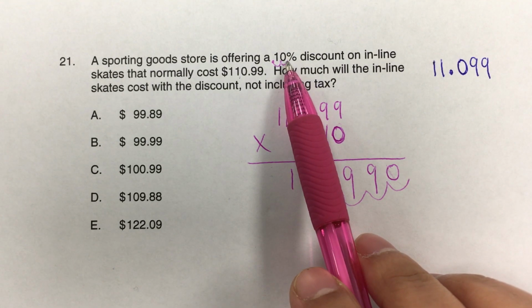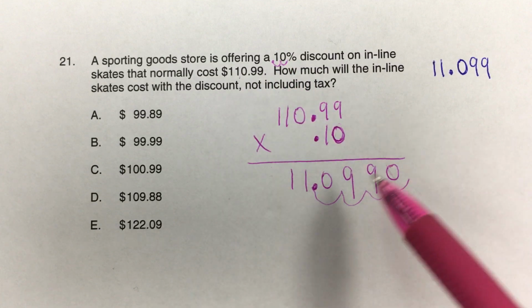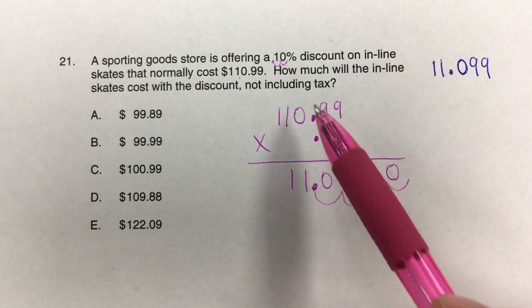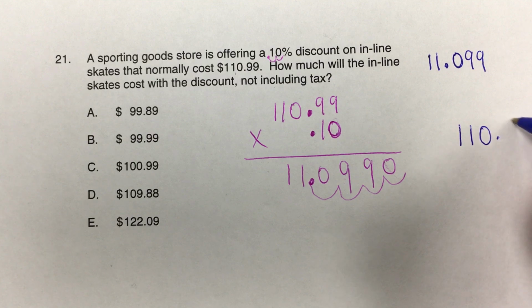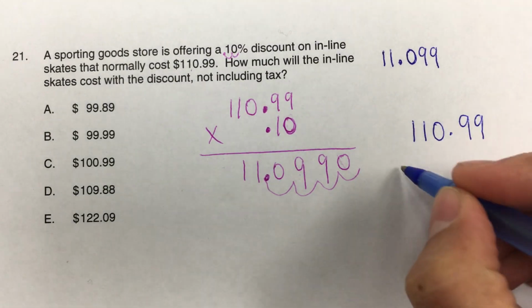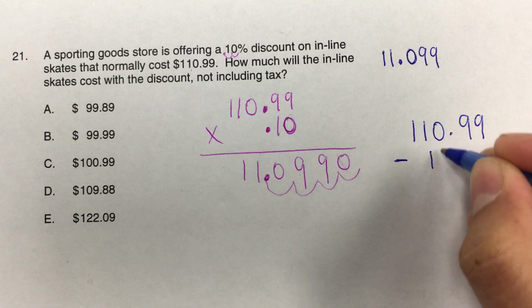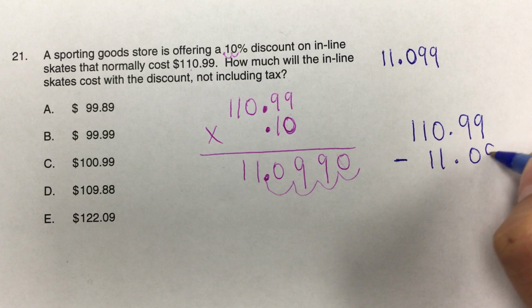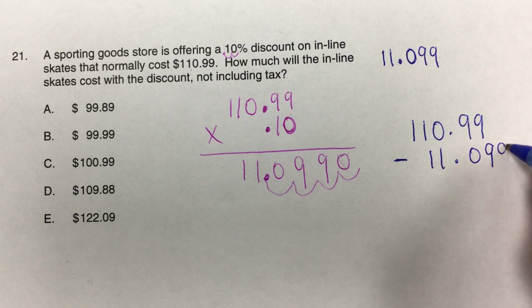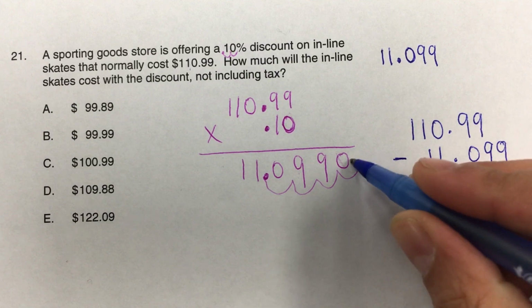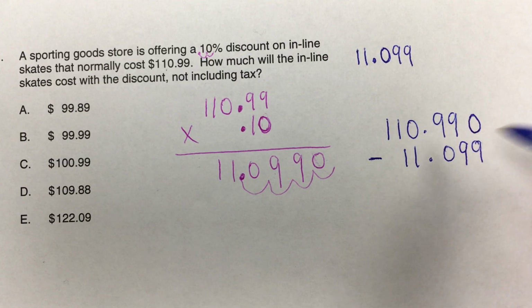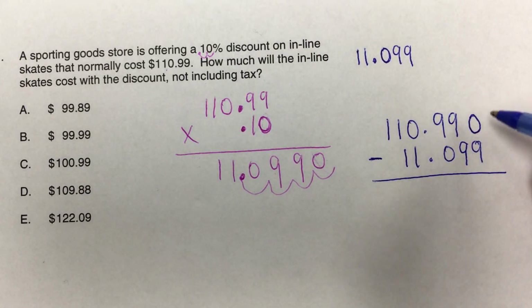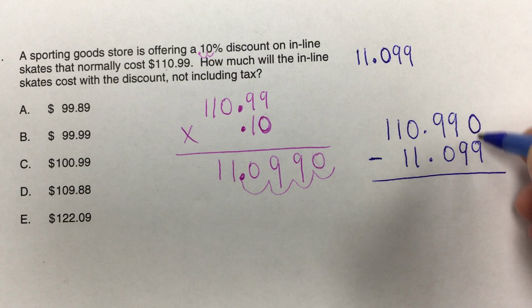You multiply the percent in decimal form times the total price, but then you have to subtract that from the original price. Okay, so it's going to be 110 with 99 cents minus the discount, which is 11.099. And you might want to include that 0 in there, but it's not necessary. If it gets confusing, then do it. In here, we do need to put a 0 just as a placeholder, and because we need to subtract.